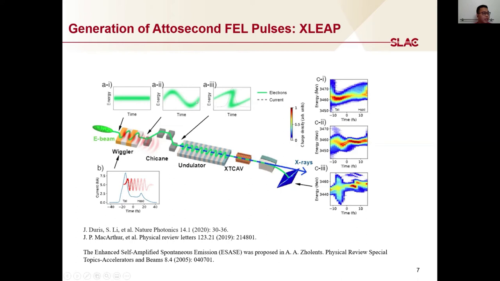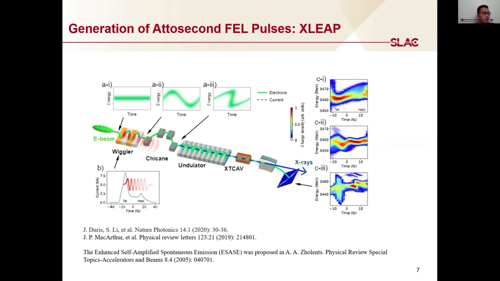then uses the magnetic chicane compressor to turn the energy modulation into a high current spike with a large energy chirp. The energy modulation in the wiggler can be driven by an externally injected laser or by self-modulation from the radiation emitted by the beam itself. The X-band transverse deflecting cavity is used to measure the energy-phase distribution of the electron beam.